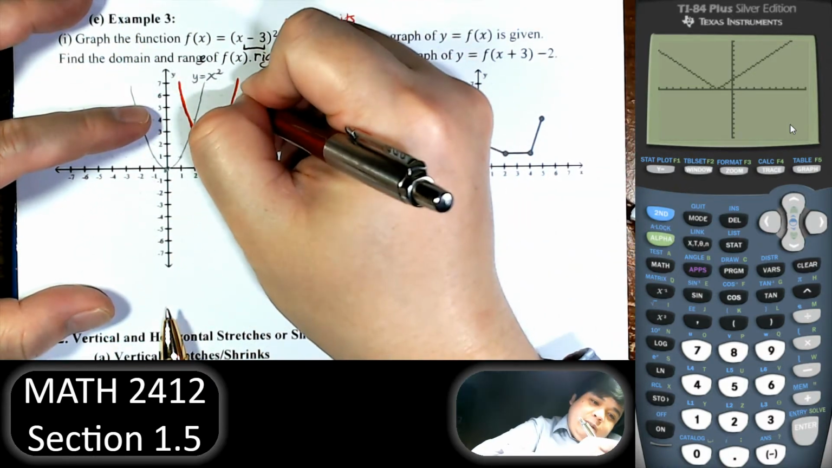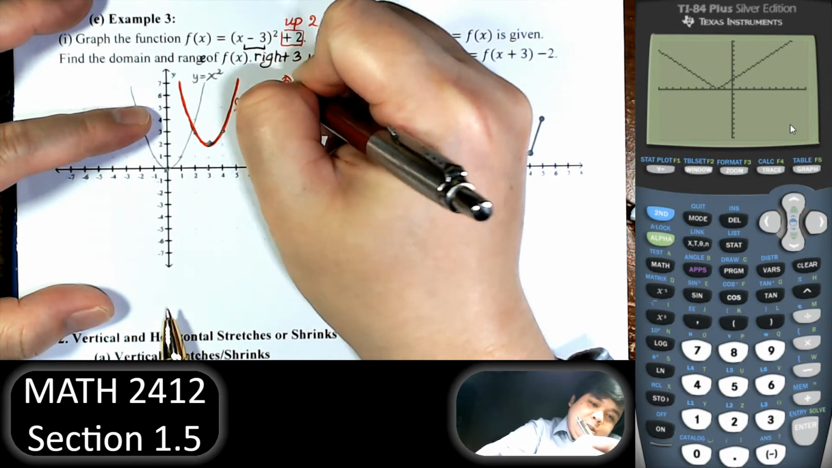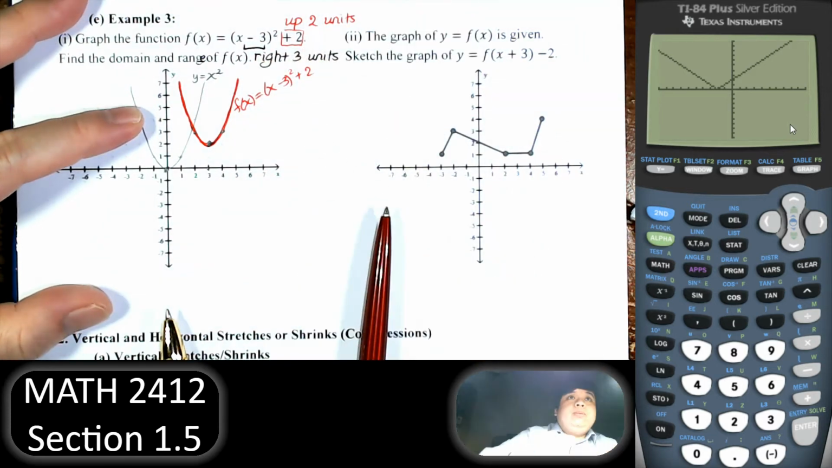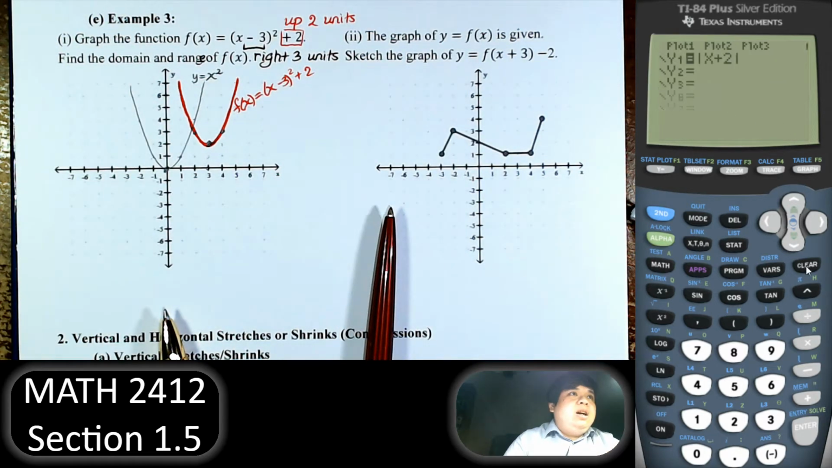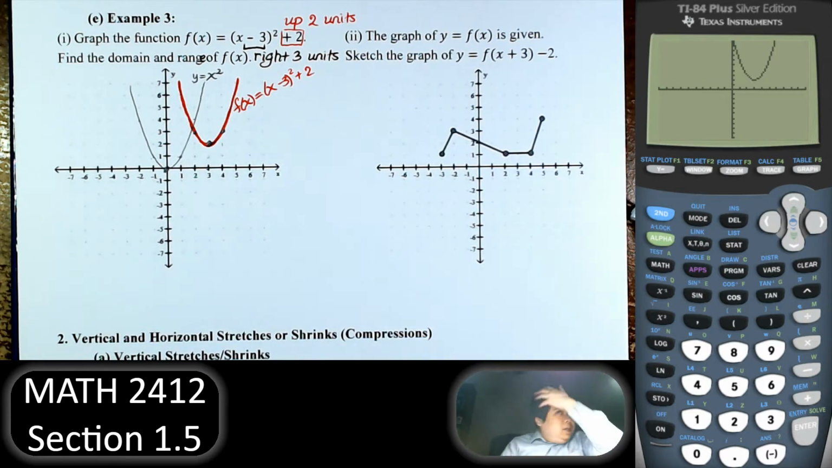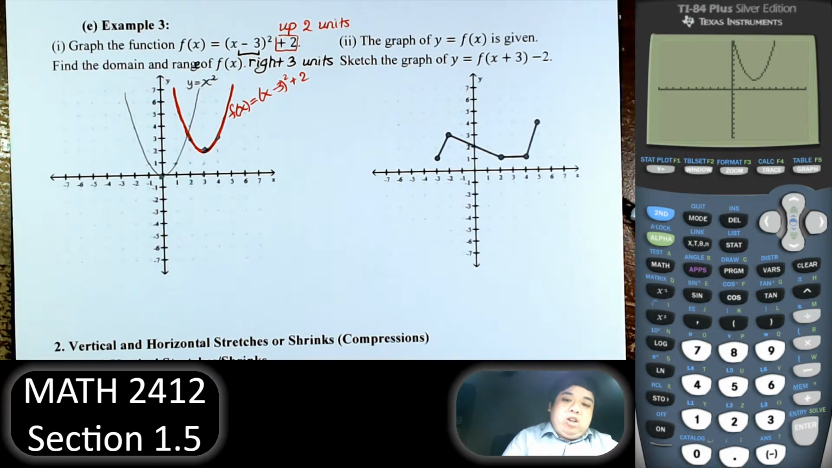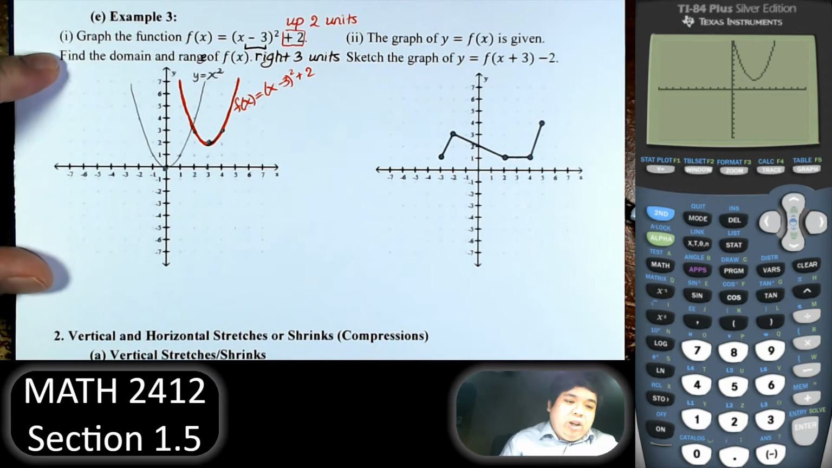There's the graph. Of course, if we want to test, we want to check it. (x minus 3) squared plus 2. That's what we have. Right, so we start with the basic graph and then we just do the transformation. Simple enough. Oh, by the way, the domain and range.